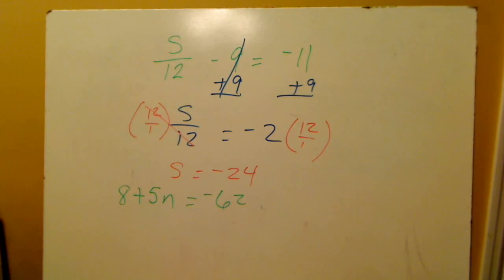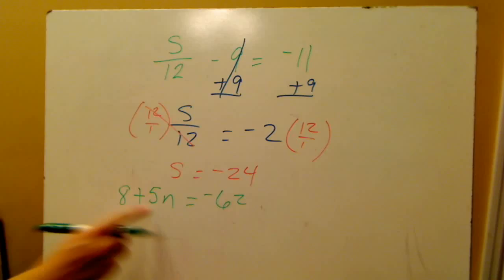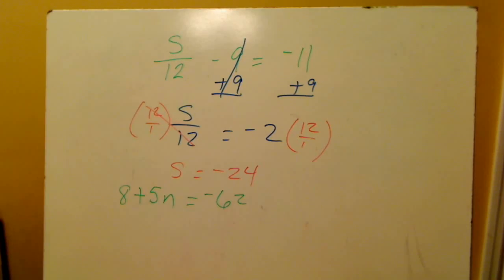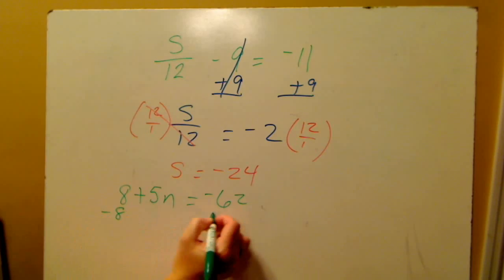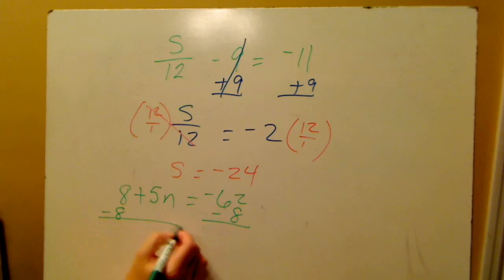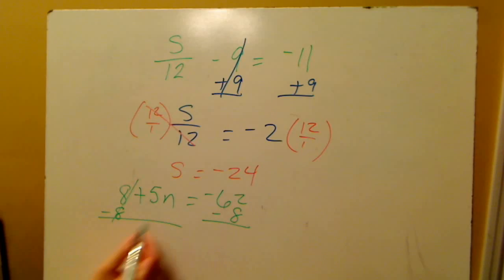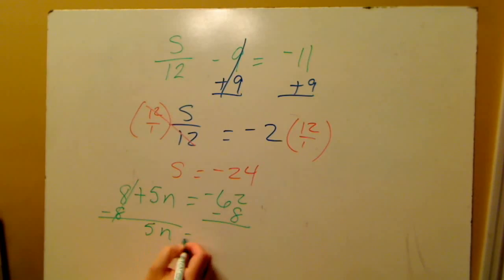And then just like we've done before, here's our multiplication. It's in the middle of our problem, but we still solve it the same way. 8 is positive, so we're going to subtract it from both sides. You're left with 5n equals negative 70.